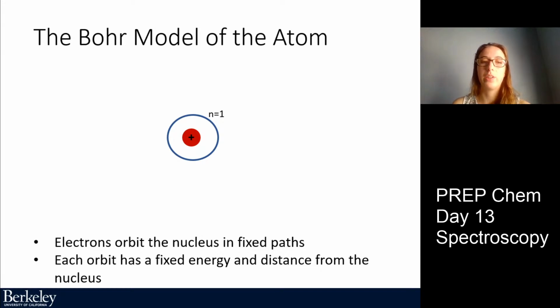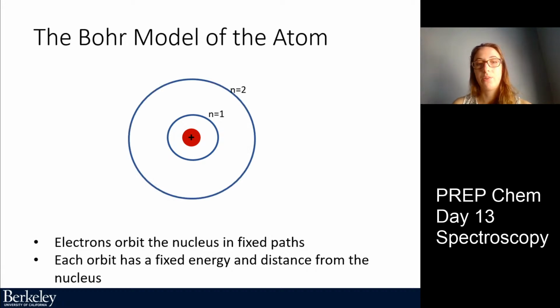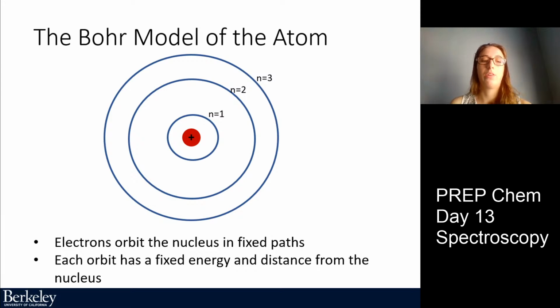The one that's closest to the nucleus, by definition, would be n equals 1. And this one would have the lowest energy, which will be more clear when we plot some of these things later. Then there are different levels that have different energies and distances from the nucleus. For example, this could be one that's called n equals 2, and then you would have one that's called n equals 3. Again, the main part of how Bohr represented the atom is that all of the electrons are orbiting the nucleus in very fixed paths, and each orbit has a fixed energy and distance from the nucleus.